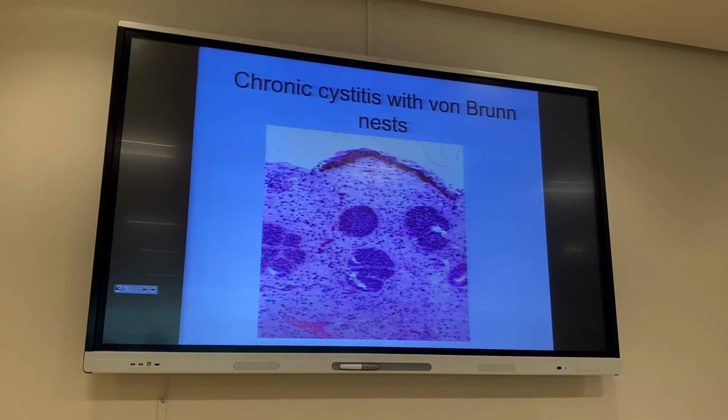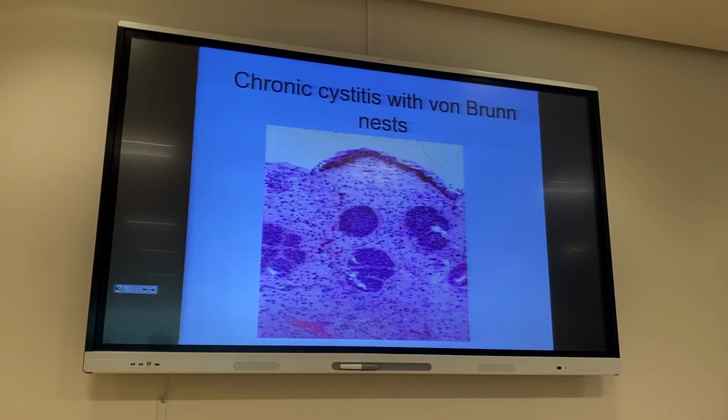Here's another form of chronic cystitis, in this case with von Brunn's nests. You can see here that the von Brunn's nests that we have just talked about, all the features are the same, surrounded by this intense inflammatory infiltrate. It is far more than normal. In every organ there is what you call a transient inflammatory infiltrate, on standby in case of an infection. But when you look at this with the trained eye, you can tell that there is far more than normal.